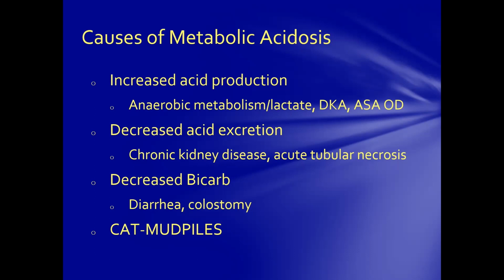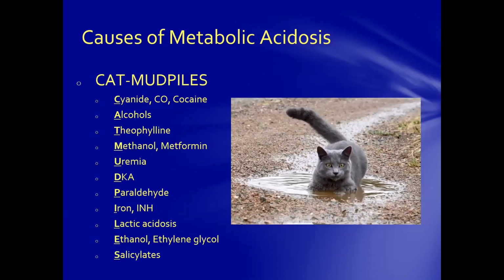You can have a decrease in your bicarb, generally from diarrhea or a colostomy, meaning that you're excreting too much bicarb through your waste and you don't have enough bicarb left in your body to balance the normal acid that is already there. The other cause of metabolic acidosis is what we call CAT MUD PILES. Now, CAT MUD PILES is just an acronym for all these different things that can cause a metabolic acidosis. Everything from cyanide to carbon monoxide poisoning to lactic acidosis or salicylates.